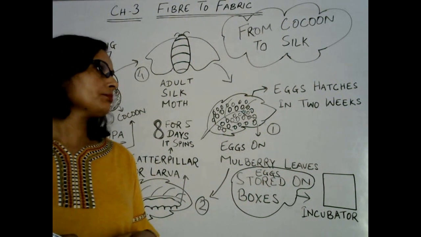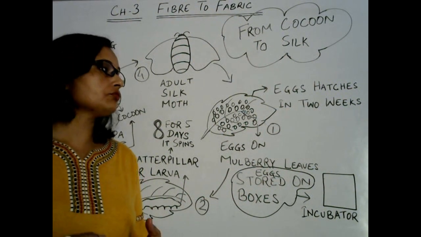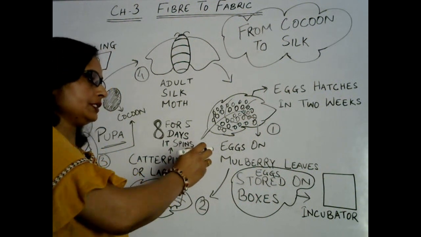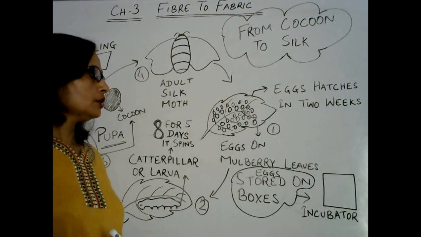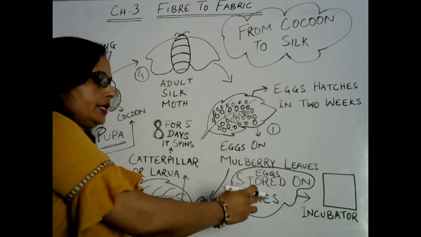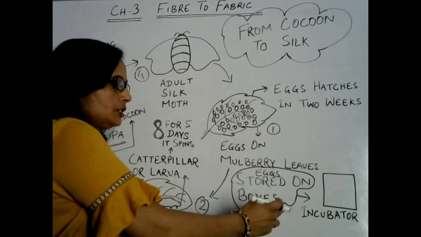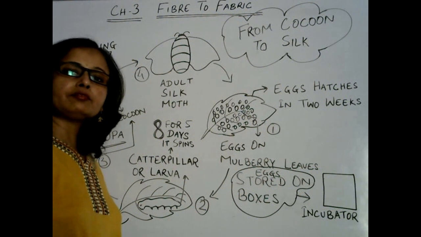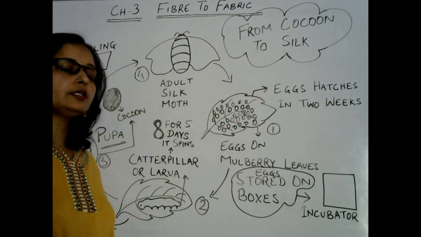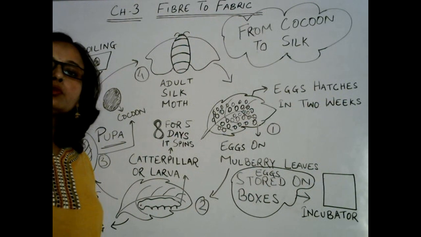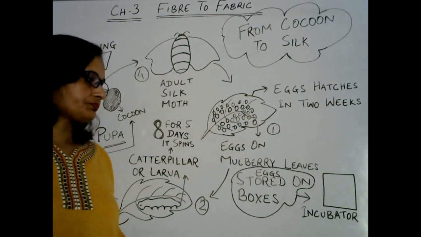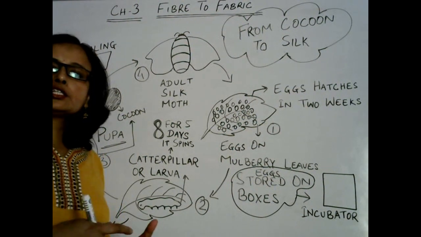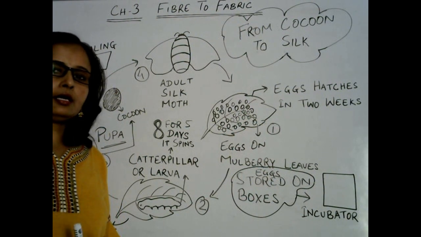After laying, what happens for getting silk? For getting silk fiber, the eggs are handed over to farmer. Then farmers keep those eggs in an incubator. Incubator gives a proper temperature, whatever temperature is required for the hatching of egg, that incubator provides that temperature. Then after around 2 weeks, the eggs hatch into caterpillar or larva.